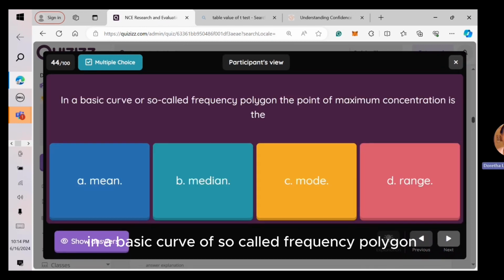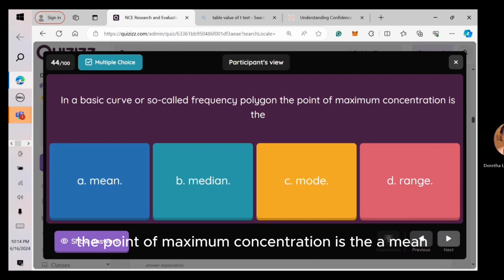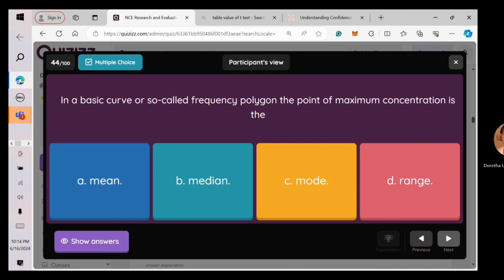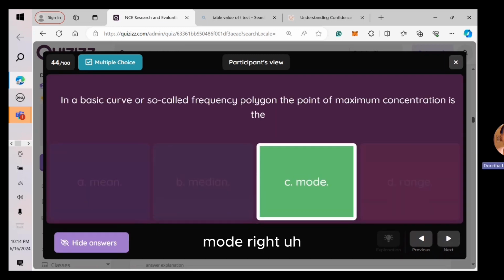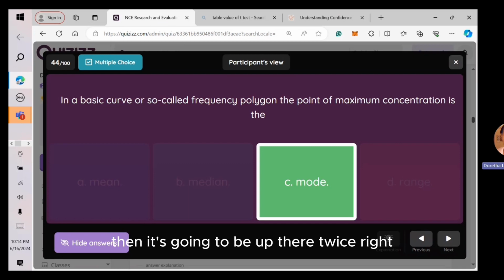In a basic curve or so-called frequency polygon, the point of maximum concentration is: A, mean, B, median, C, mode, and D, range. Mode, right? The maximum point of concentration, because if there are numbers that are frequently seen, then it's going to be up there twice, right? It's going to be the highest part of that normal distribution bell curve.